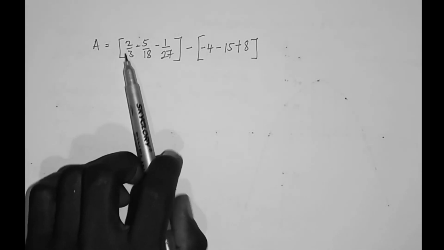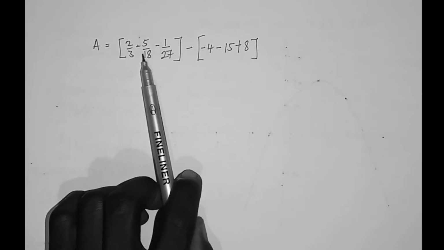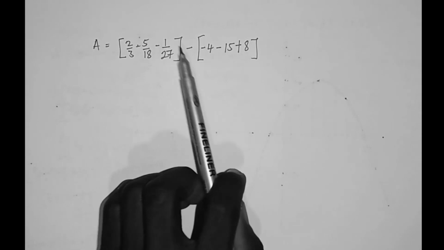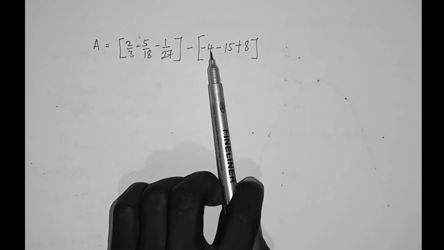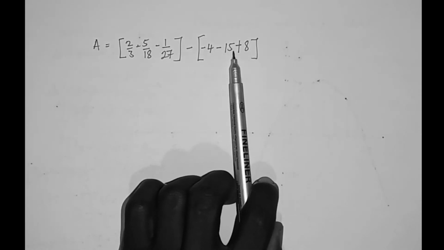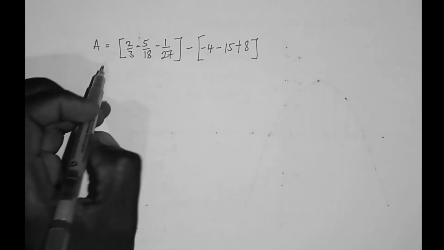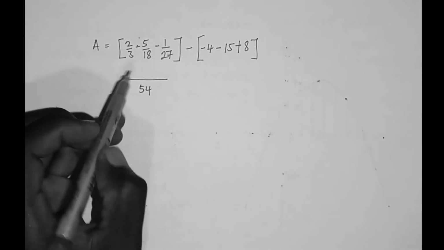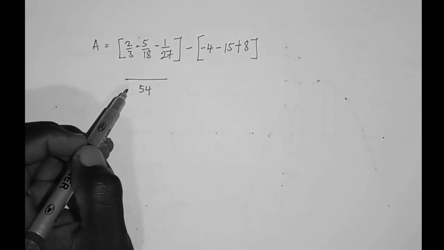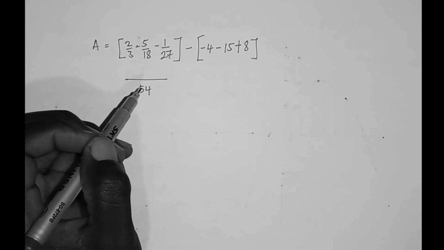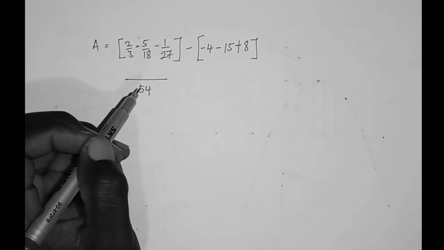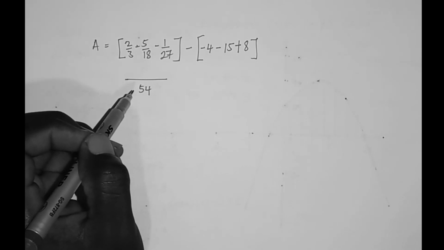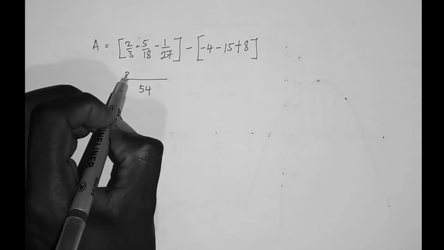So area is equal to 2 over 3 minus 5 over 18 minus 1 over 27 minus the bracket of minus 4 minus 10 plus 8. So we can find the LCM in this case, which is 54. 54 divided by 3 is 18. 18 times 2 is 36.